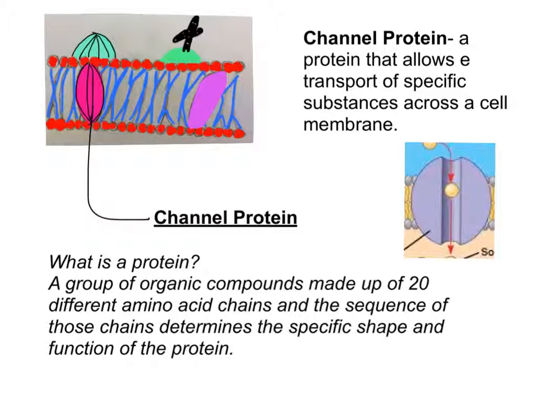The channel protein. This is inside the bilayer. Well, first of all, what is a protein? It's a group of organic compounds made up of 20 different amino acid chains, and the sequence of those chains determines the specific shape and function of the protein. So this picture right here, I enlarged a photo of what a channel protein looks like because it allows molecules to move through it. A channel protein is a protein that allows a specific substance to move across a cell.